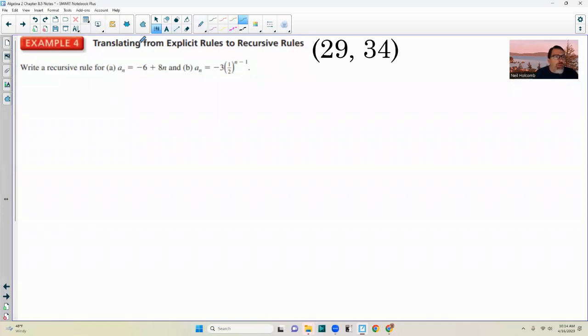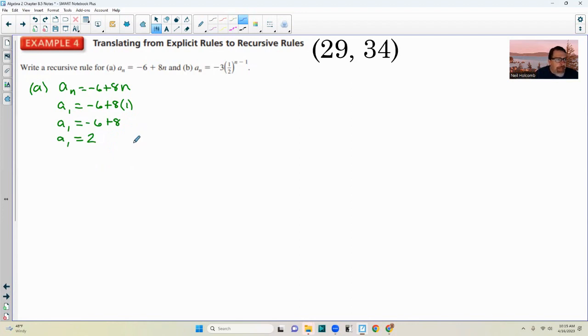Okay, example 4, translating from explicit rules to recursive rules. So it says to write a recursive rule for a sub n equals -6 plus 8n, and then this one. So let's look at A first. So here's A. So we have a sub n equals -6 plus 8n. I want to find out what the first term is. So a sub 1 is going to be -6 plus 8 times n, which is 1. So our first term is going to be -6 plus 8. So a sub 1 is going to equal 2. Okay, so we found our first term.